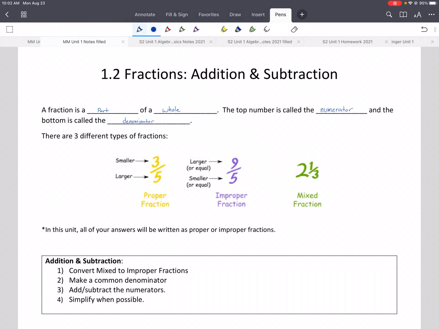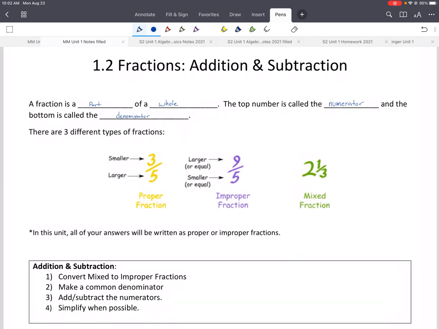Welcome everybody, this is 1.2 fractions, and we're going to be talking about adding and subtracting them. So this is a good review for you guys. A fraction is part of a whole. The top number is called the numerator and the bottom is called the denominator.